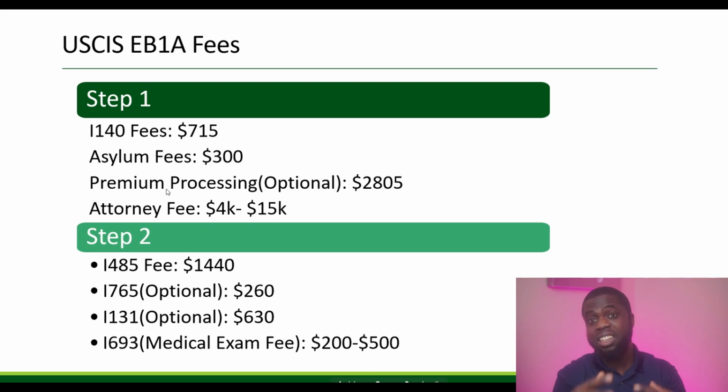If you are using an attorney, it can shoot this total cost up. This cost doesn't go to USCIS. An attorney can file the petition on your behalf to USCIS. They can take from $4,000 at times up to $15,000. It all depends on the attorney.